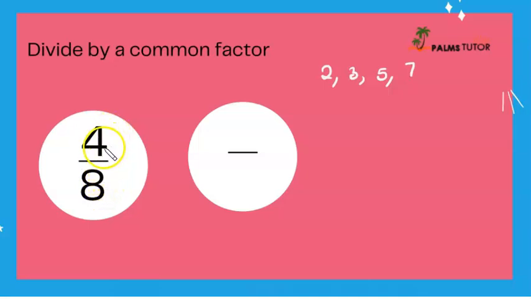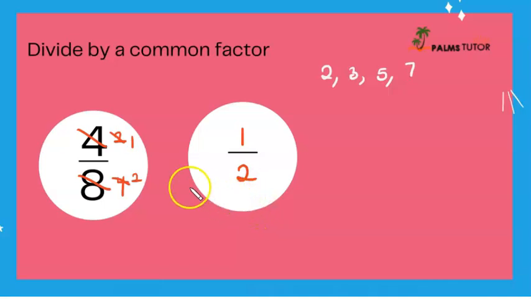Okay? So let's think of a common factor to divide 4 and 8. So I'll start with 2. 2 goes into 4 in 2 places, and 2 into 8 in 4 places. Okay? So I'll keep doing this until there is no more division possible. Alright? So 2 cancels this in 1 place, and 2 cancels 4 in 2 places. So my simplest form of 4 over 8 will be 1 over 2.